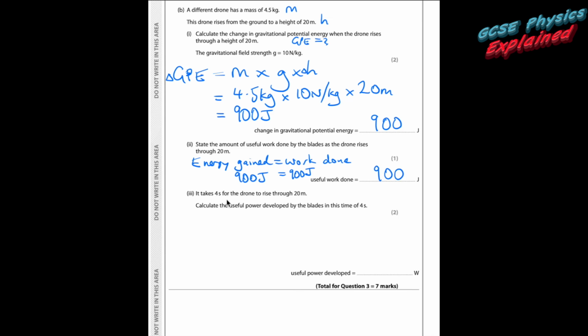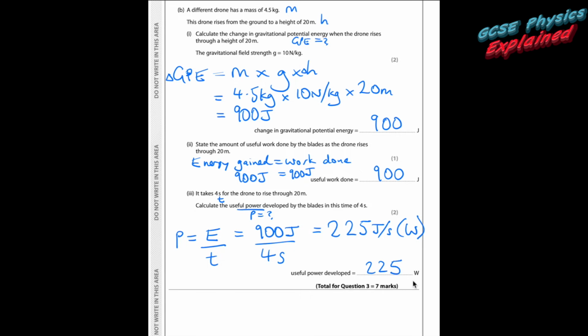Part 3. It takes 4 seconds, so that's the time, for the drone to rise through the 20 metres. Calculate the useful power, so that is our target, developed by the blades in this time of 4 seconds. So power equals work done or energy transferred divided by the time. So that was 900 joules divided by 4 seconds. And that comes out as 225. Now that'll be joules per second, or otherwise known as a watt. So that's 225 watts.